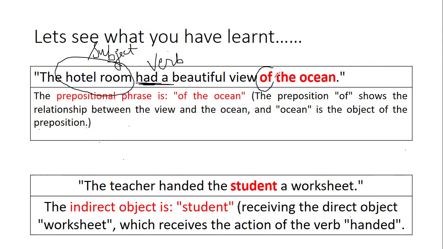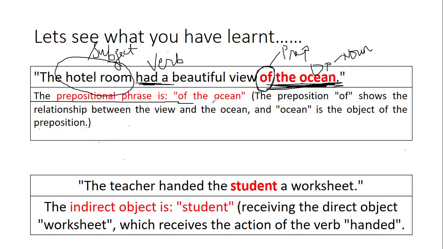Preposition of the ocean. The hotel room had a beautiful view of the ocean. So "of" is showing us the relationship between view and the ocean. "Of" is our preposition. Ocean is our object of preposition, or it is our noun. Hence, of the ocean is our prepositional phrase.